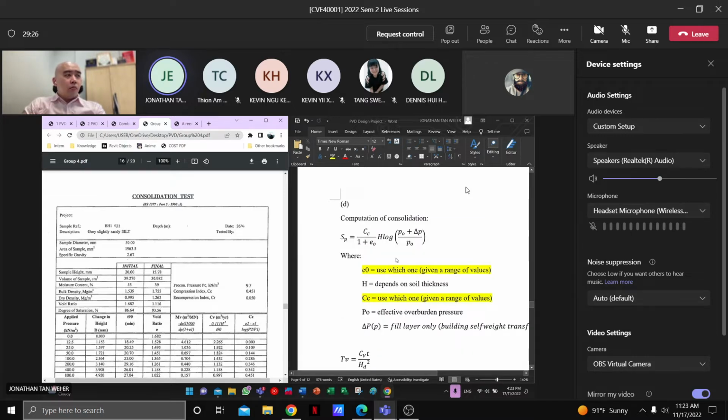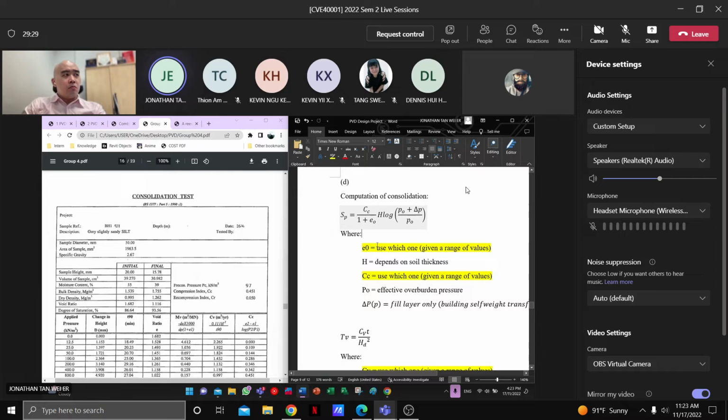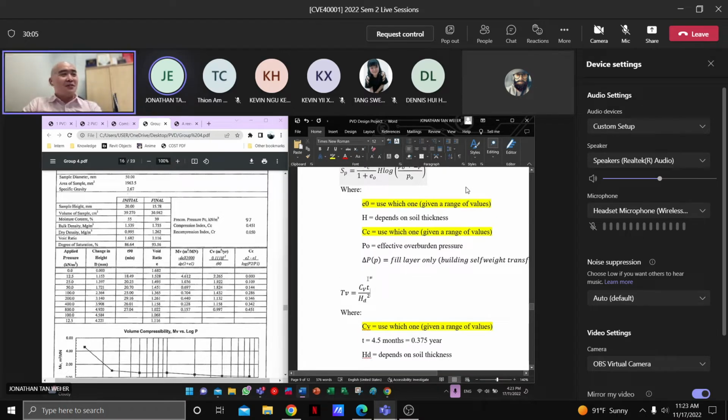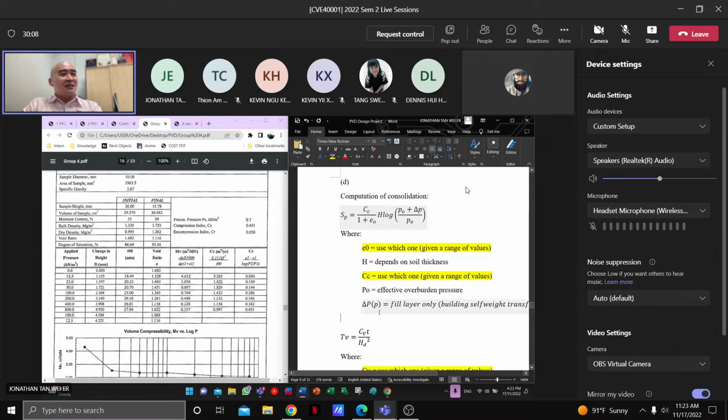If I'm calculating for borehole 1, then the e0 has a range of values. Which one should I choose then? e naught is always the first value, the initial void ratio at the start of the test. How about the Cc? No, the last one. Cc depends on your pressure range. Hey, this is last semester stuff. I didn't revise. Don't ask me these questions, I will not entertain.